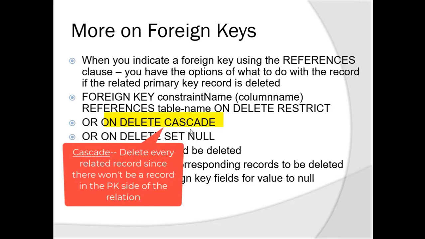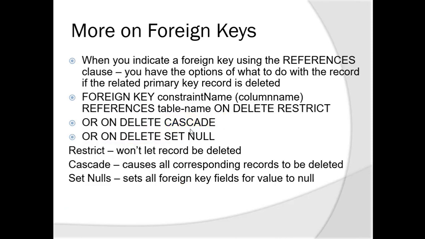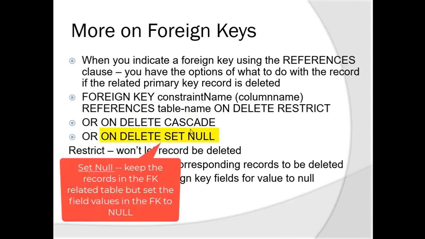Or another option is on cascade delete. And in this case, you might want to do that. Okay, I'm deleting the employee. Go over and find all related records and dependent, delete those too. We're cascading that delete. And finally, on delete set null. So I'm deleting that employee.